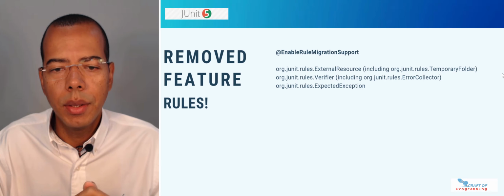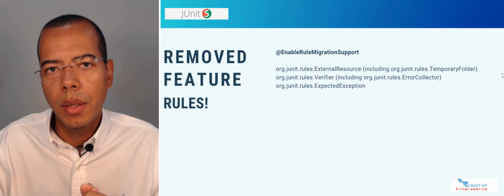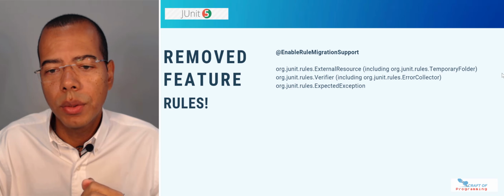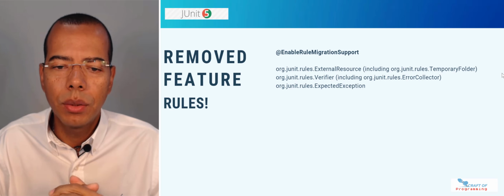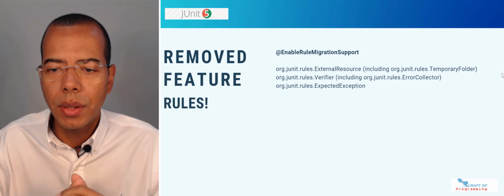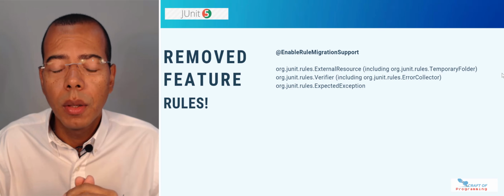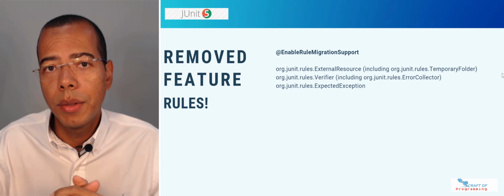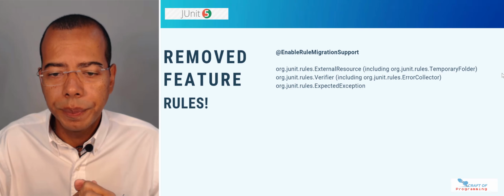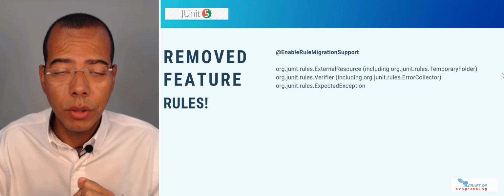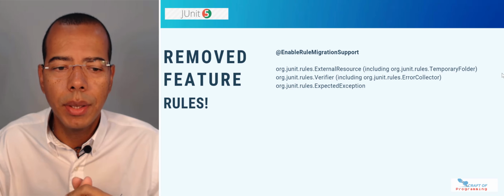What they have provided is a way to support JUnit 4 rules, but as you can see, it's limited support. Basically, it only supports ExternalResource, where TemporaryFolder is an example, Verifier, and ExpectedException. So it's a limited support of the existing JUnit 4 rules. And the way you do it is you use this @EnableRuleMigrationSupport annotation on your tests.